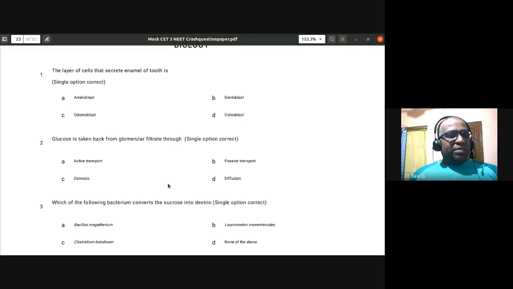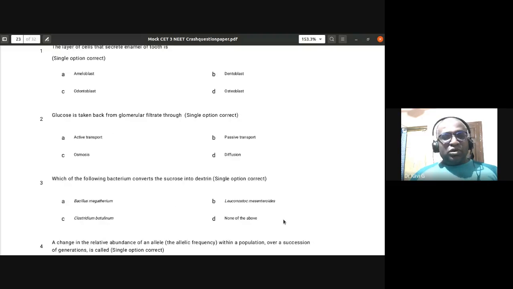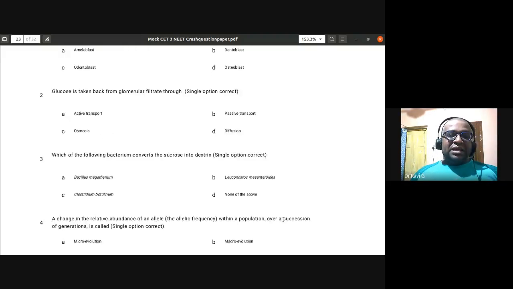Which of the following bacteria converts the sucrose into dextrin? So sucrose into dextrin, which bacteria converts it? Is it Bacillus megatherium, Leuconostoc mesenteroides, Clostridium botulinum, none of the above? The bacterium which converts the sucrose into dextrin is Leuconostoc mesenteroides. Leuconostoc mesenteroides is the answer.